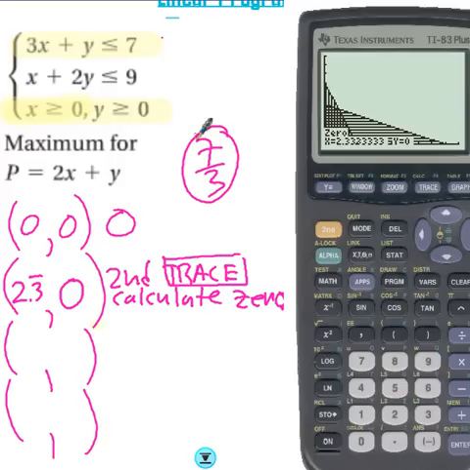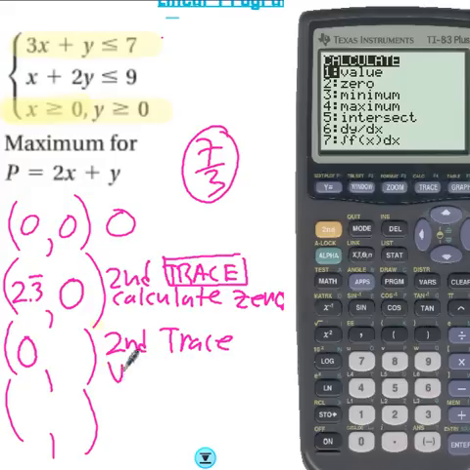The next point I'm going to find is my y-intercept. My y-intercept is when x equals 0. So I'm going to do the same thing: second, trace, except this time I'm going to pick value. And then I'm going to enter a 0. I'm picking value, which is already selected. I'm going to let x equal 0 and hit enter.